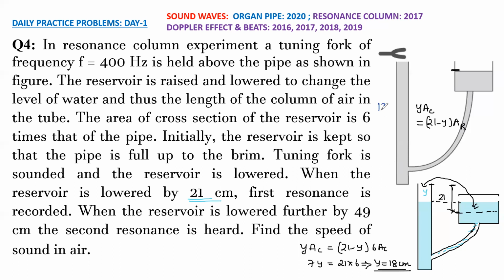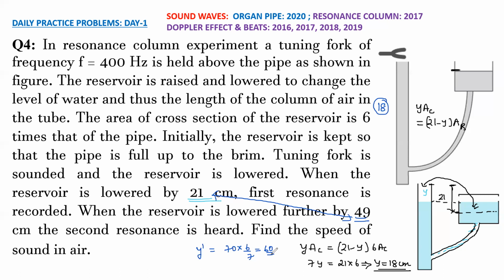Then we are lowering the reservoir further by 49. That means we are lowering a total of 70 centimeters. Again, the air column length Y dash that time will simply be 70 into 6 by 7. In the same way, we have made arguments in the first case, we can make arguments in the second case also. And we realize that when the air column length is 18, there is a resonance, and when air column length is 60 also, there is a resonance.